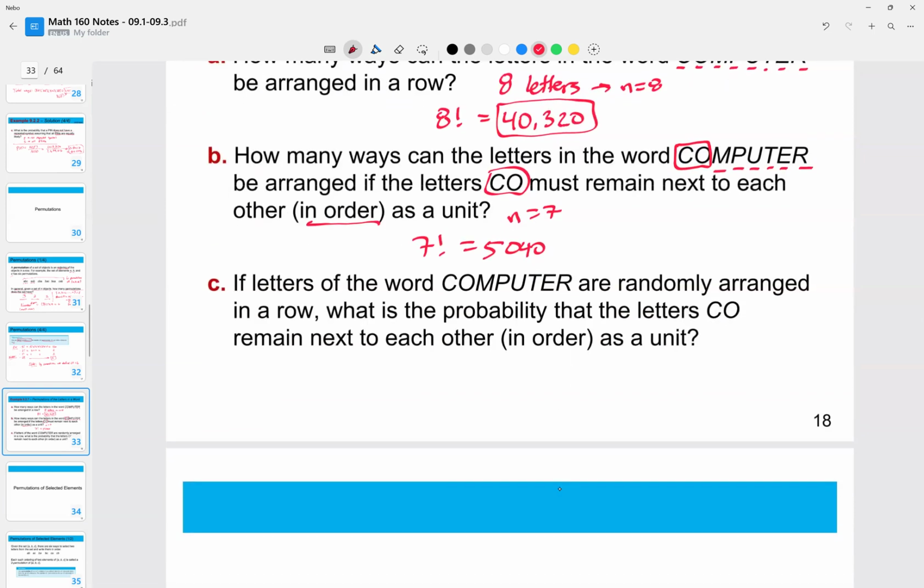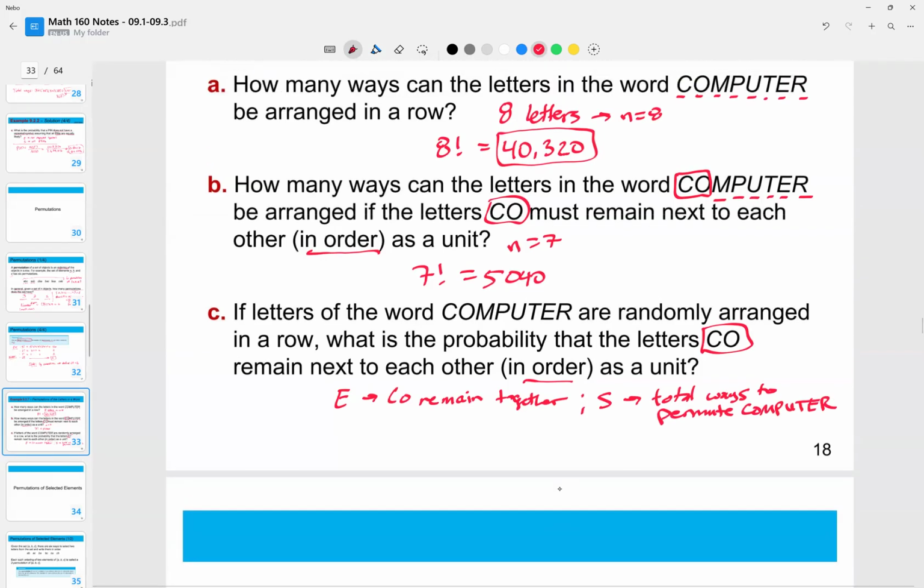Part C asks, what if the letters of computer are randomly arranged in a row? What is the probability that the letters CO remain next to each other, in order, as a unit? Well, what this is really saying is, let me call E that event: CO remain together. And S is the total ways to permute computer.